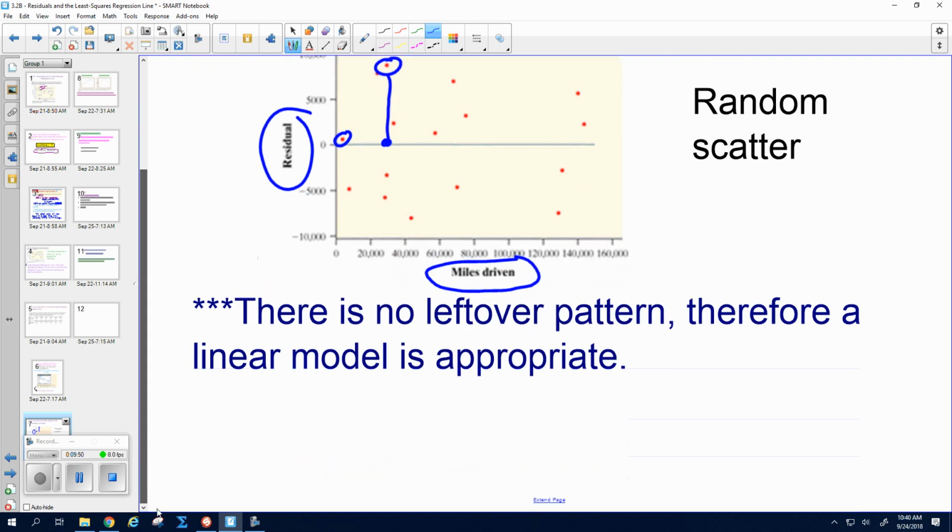Okay, the main thing you need to know about a residual plot, though, is if there's no leftover pattern, a linear model is appropriate. Write that down. If you've got random scatter, which is what this graph has, there's no leftover pattern, that's the wording that you use for random scatter, then a linear model is appropriate.